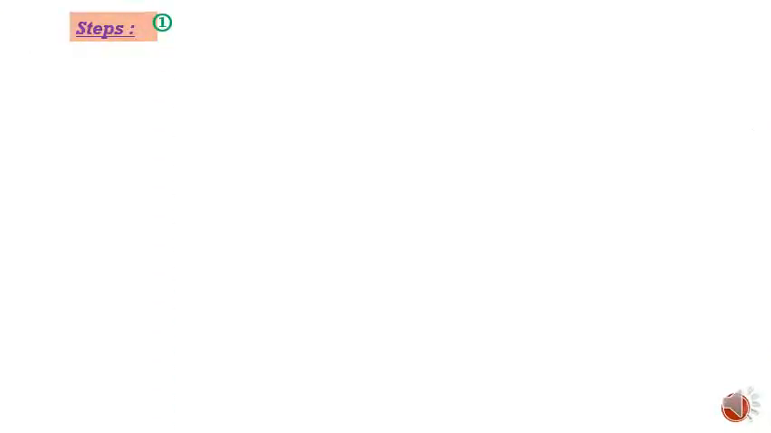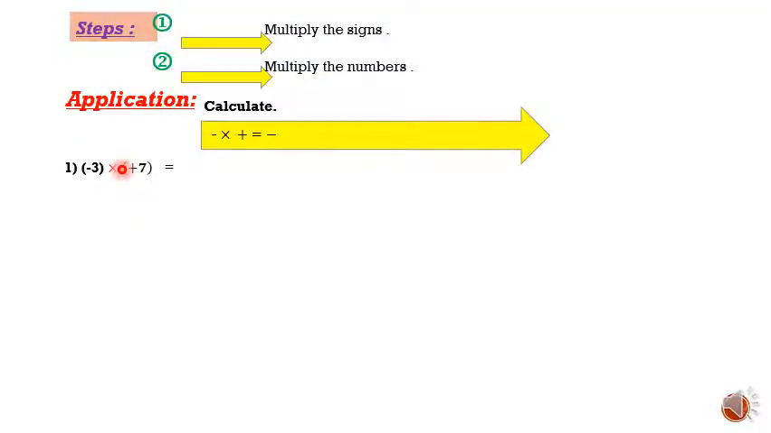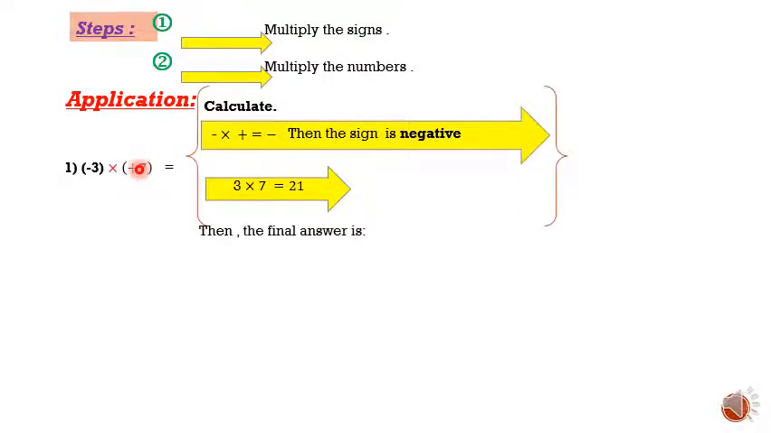So what are the steps of multiplying two signed numbers? 1. We multiply the signs. 2. We multiply the numbers. So let's take an application. Calculate negative 3 times positive 7. The first step, I multiply the signs. Minus times plus is minus because I have different signs. Then I multiply the numbers. 3 times 7 is 21. So the answer will be negative 21.